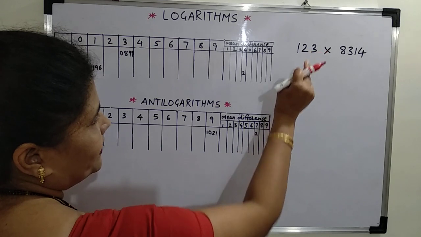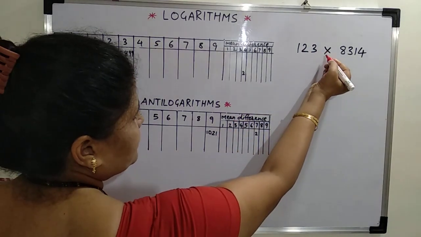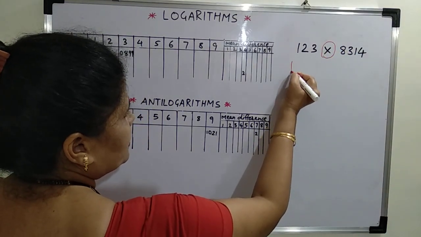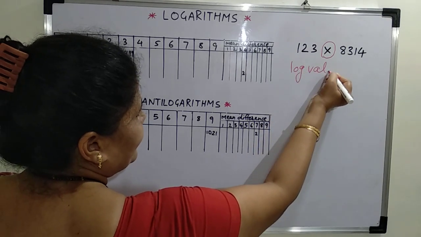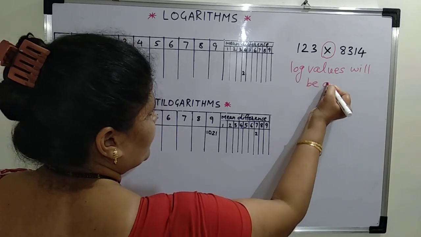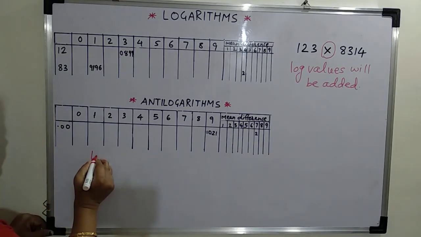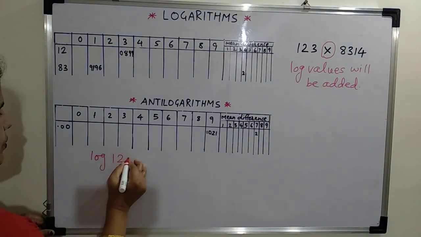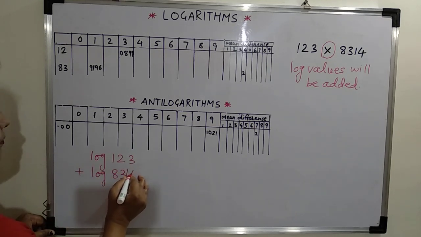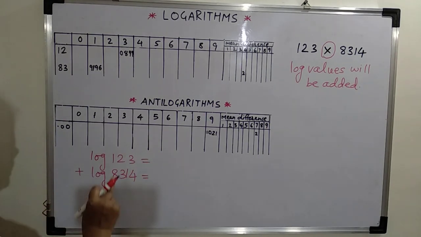This is 123 into 8314. Now what is the sign here, students? It is multiplication. So the log values will get added. Now let us see how to find the log value for this. It will be log of 123 plus log of 8314.